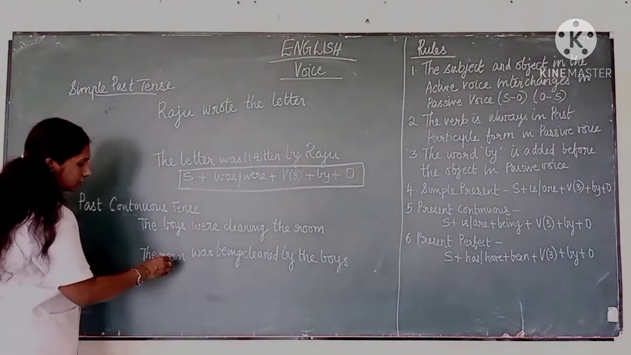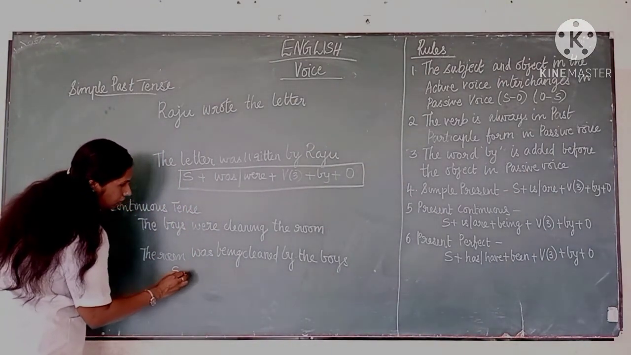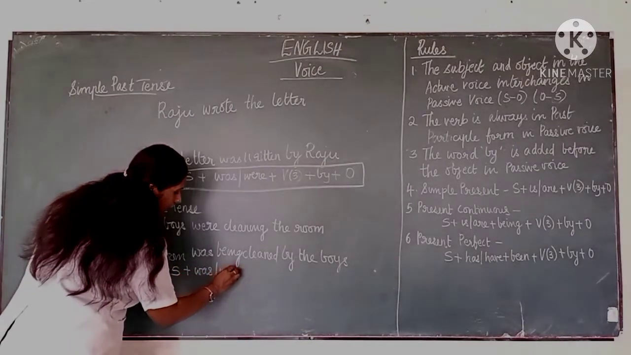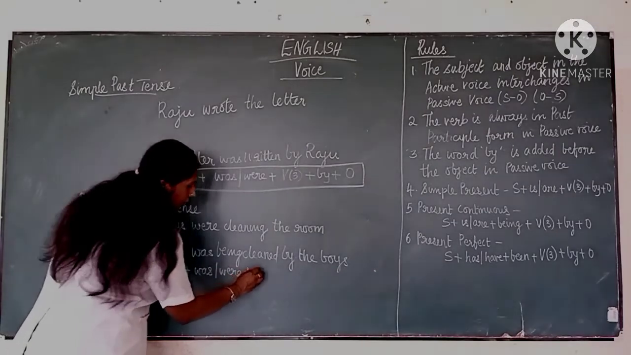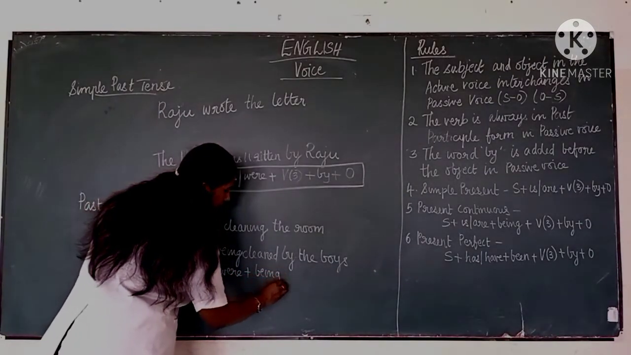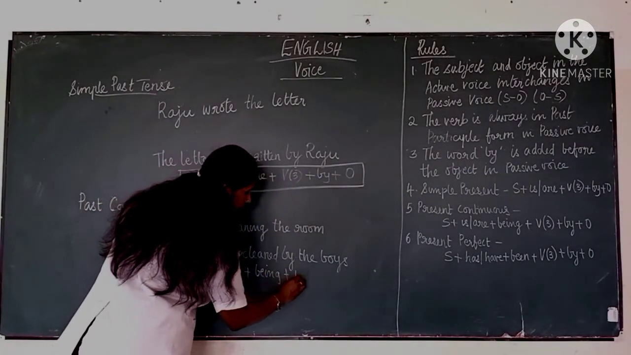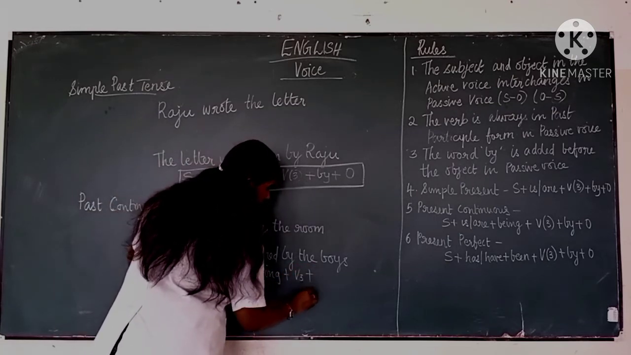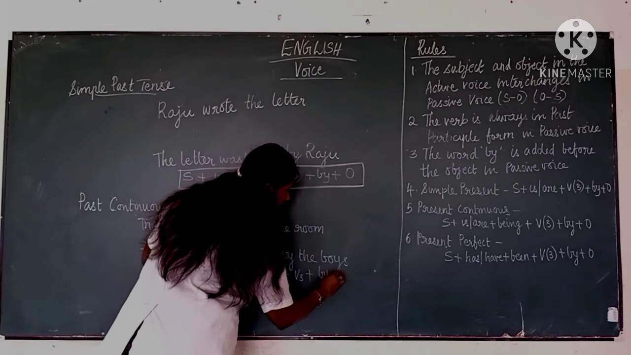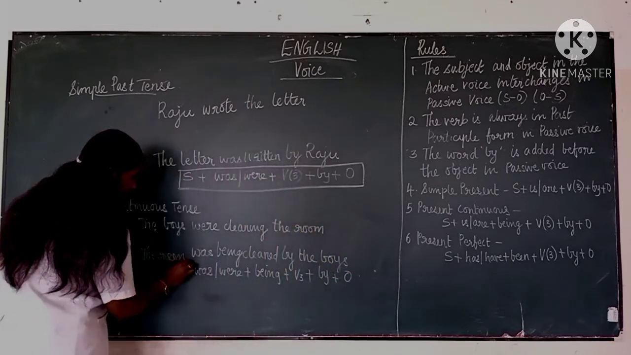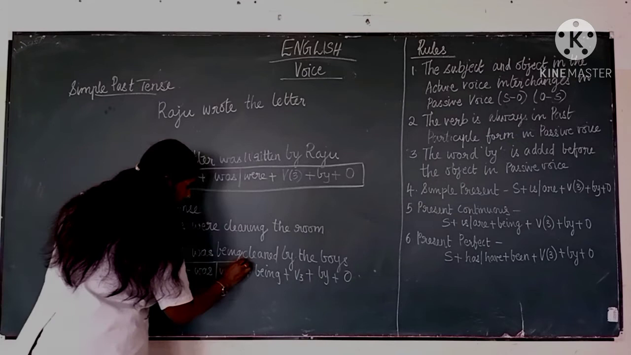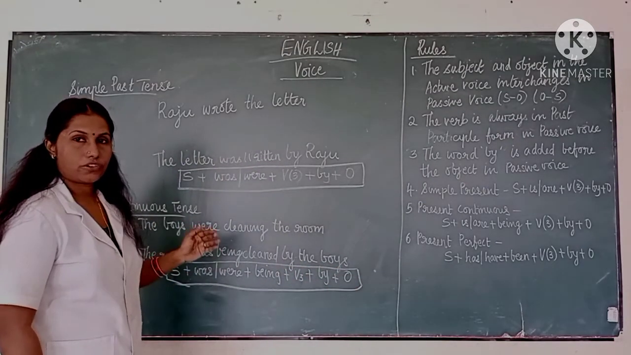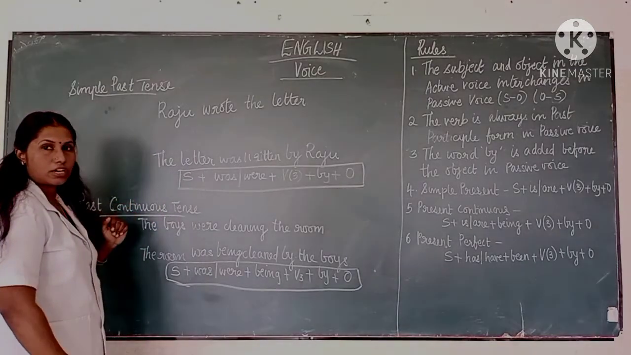So again, let us write down the structure now. Subject plus was or were plus being plus verb in the third form and by and then the object. That is the structure for past continuous tense.